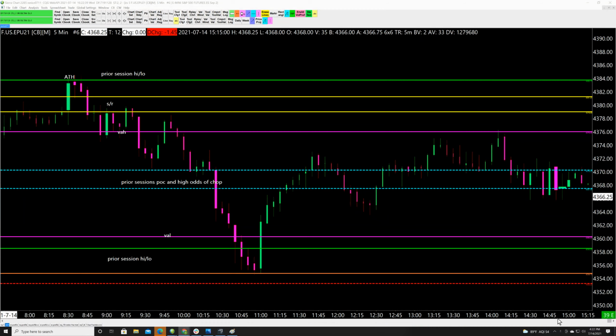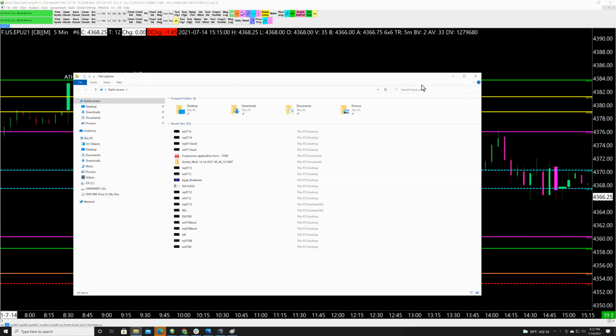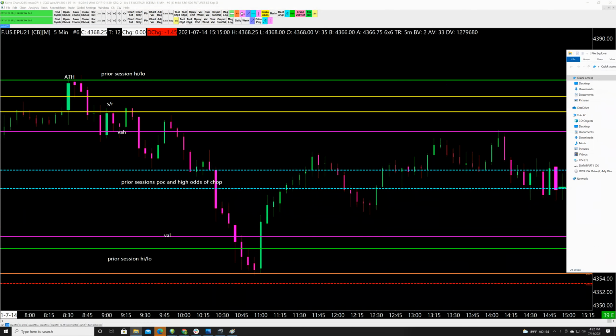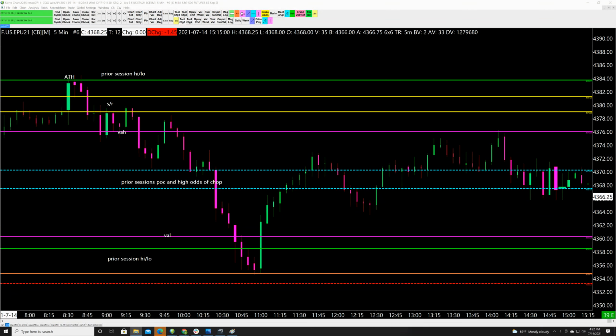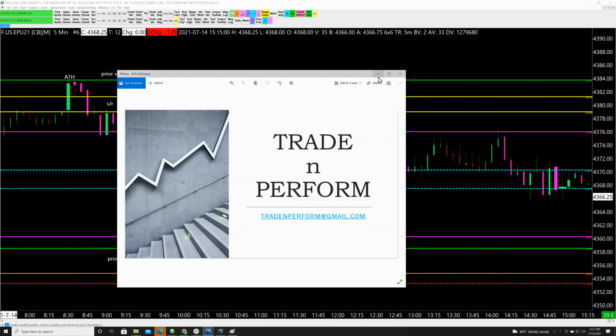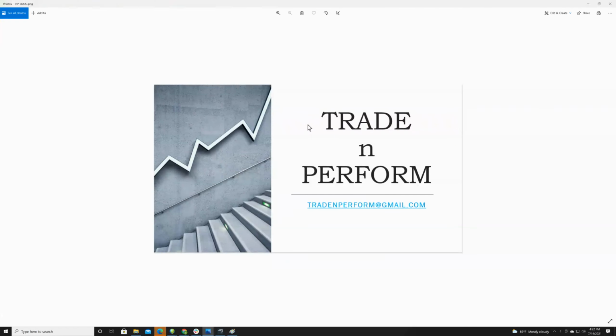Wanted to jump in and do a basic review of price action. I was coaching someone last night, and one of the things I realized is that the algo has kind of gotten so advanced that there's certain areas that people are having difficulty with. So wanted to just go over some basic price action, right?